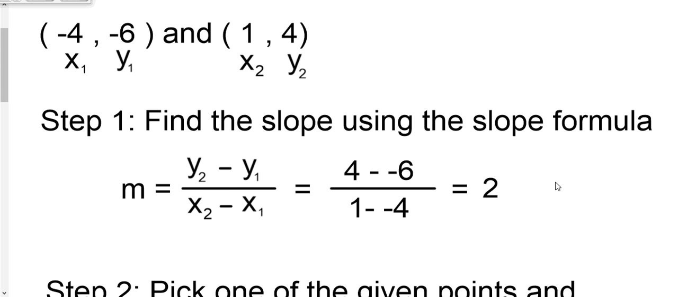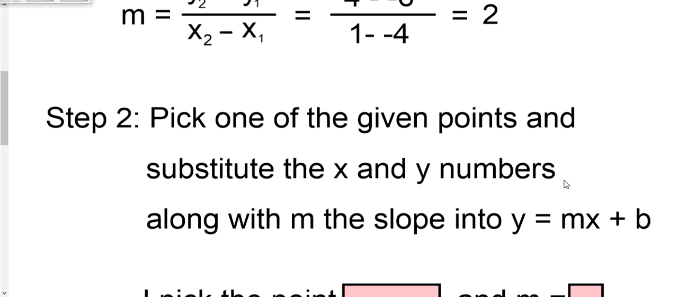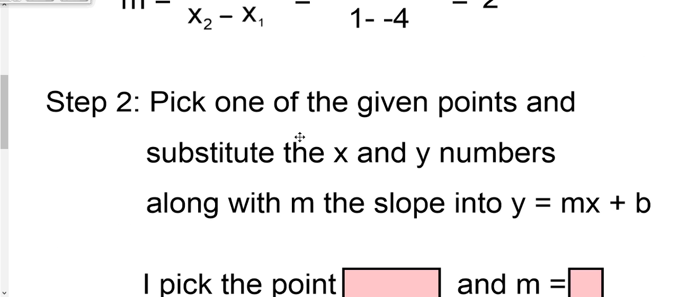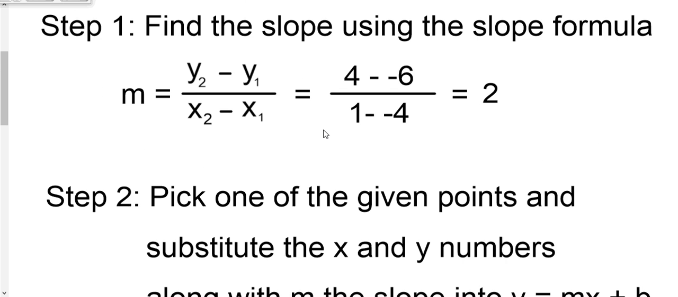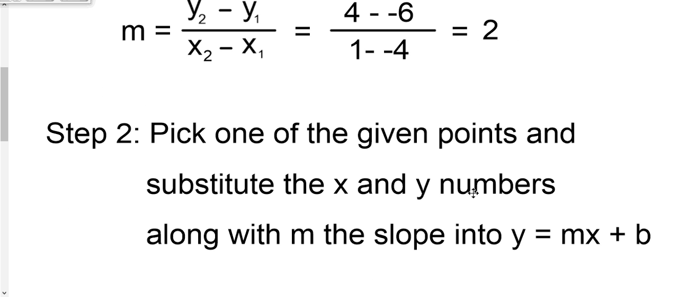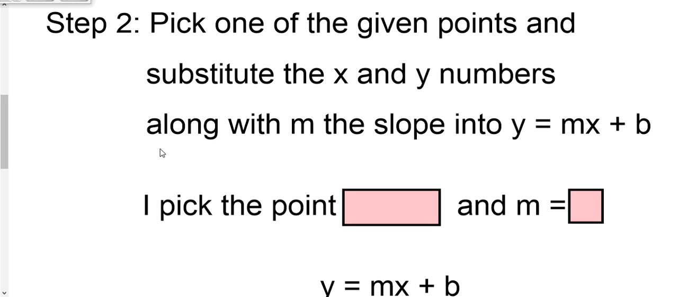So now we know our slope number. All we need is our y-intercept number. So the steps to do that: we're going to pick one of the given points we started off with. Either one, it doesn't matter. And substitute x and y numbers along with the slope into the slope-intercept form, y equals mx plus b.